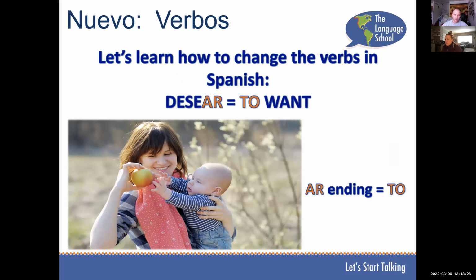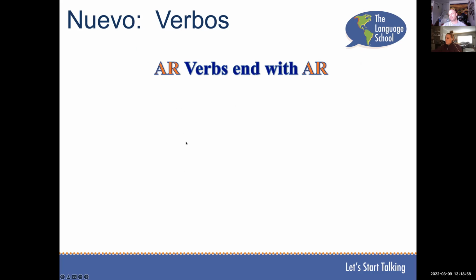So let's take a look at a verb like desear, which means to want. This particular form of the verb is what's called the verb infinitive. It's just the raw verb that you would look up in a dictionary, right? As we'll later see, when we start connecting with more complex sentences, this AR ending is essentially the equivalent to the word to in English, when we would say to want. For now, let's just focus on the simple verb form. So we've got three types of regular verbs. All verbs in Spanish either end with AR, ER, or IR. We're going to look at the first two today.